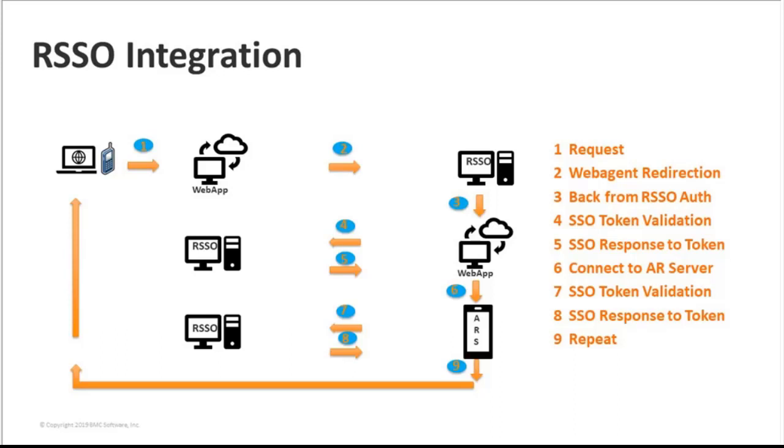Once the web application gets a token, web app in the sense it's a Midtier, let's say, for example, Midtier has to go to the AR server for doing the authorization of the user. That is when it passes the SSO token to the AR server, and the AR server goes back to the Remedy SSO server again for the SSO validation. And once this validation is finished, the AR server goes ahead and does the authorization for the user. So this is how the workflow of the RSSO integration works when Remedy SSO is integrated with Remedy applications.